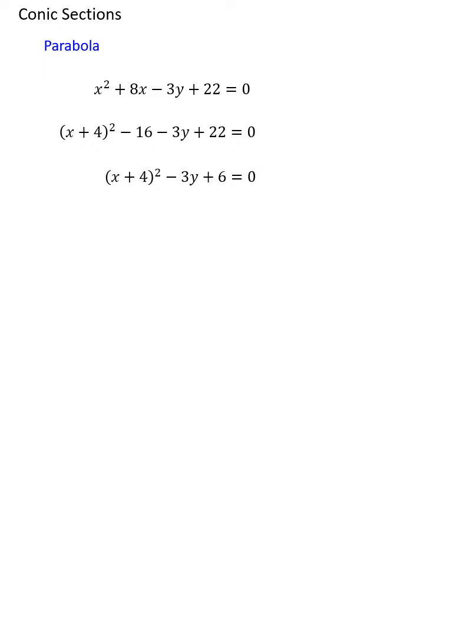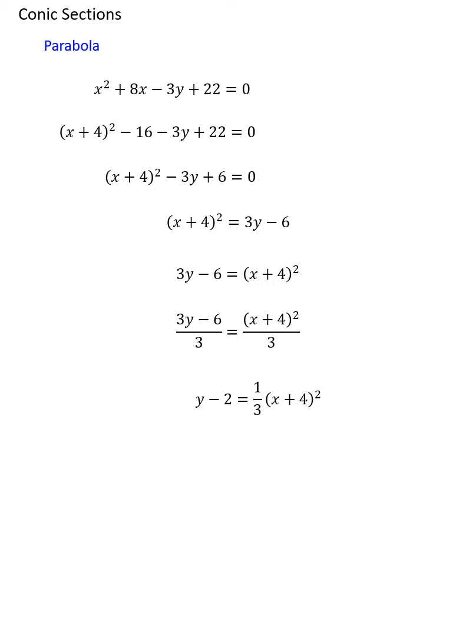Well, at this point, there are many things I could do. I opted to add 3y and subtract 6 from both sides, and then just reverse the equation so it would look more like the format that I prefer. Now, to get this into a preferred format, notice that there's a 3 coefficient in front of the y, but my preferred format didn't have a coefficient there. So I've opted to divide both sides by 3, and that gets my equation into the exact format through which I can tell some information about the parabola.